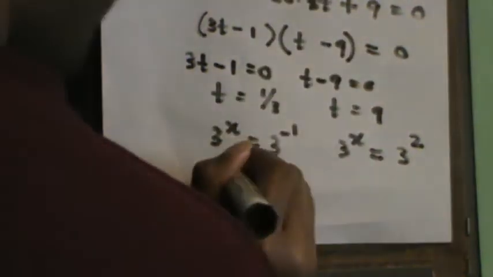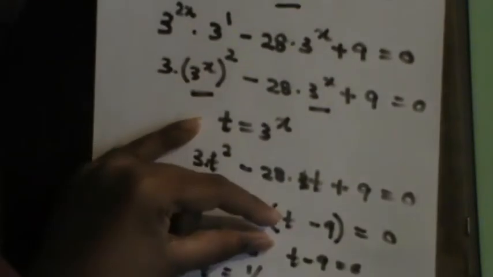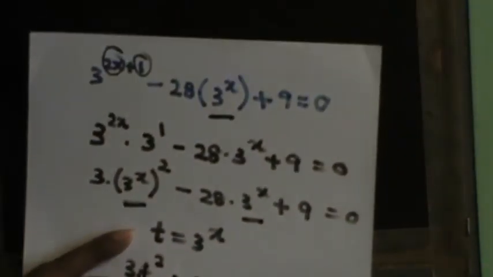Similarly, when t is equal to 9, t is equal to 3 to the power x. You can write 9 as 3 to the power 2. So you can say x is equal to minus 1 or x is equal to 2. So those are the two solutions. Now just substitute and see whether this tallies.